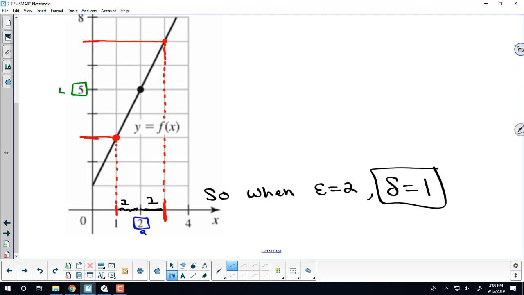And this is just what it would look like on the exam. We'd be given the graph. I'll give you a graph. I'll give you the function, or the limit statement: the limit as x approaches 5 of x plus 2 is equal to 7. And then it says given epsilon is whatever, find delta. So that'll be it.